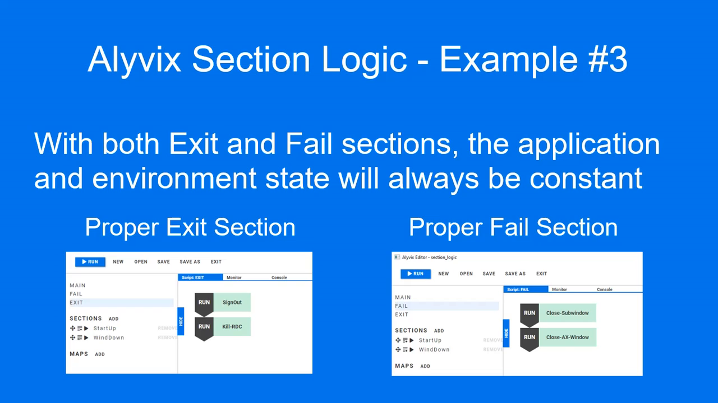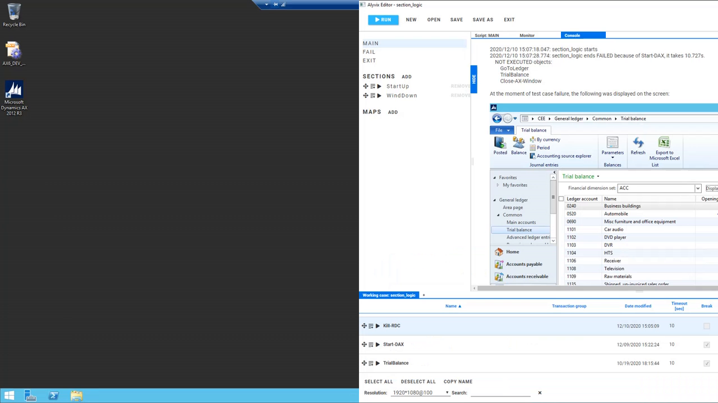And remember to unset the break flag on any test case object you use in either the fail or exit sections. With a proper fail section, when Alyvix Robot runs the next time, the Dynamics AX launch icon will be visible. Without a proper fail section, when an error occurs, the previous windows will instead still be visible, and any subsequent test cases will also fail, since Dynamics AX is persistent.